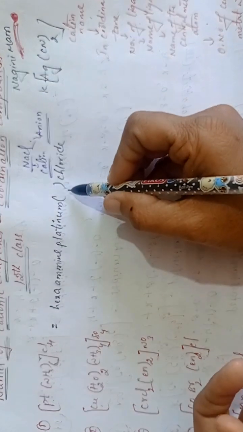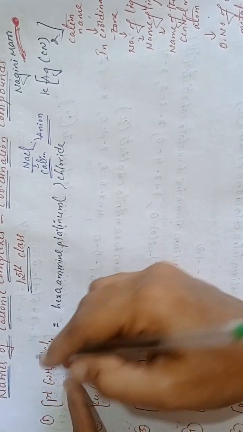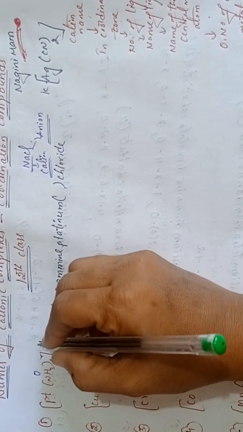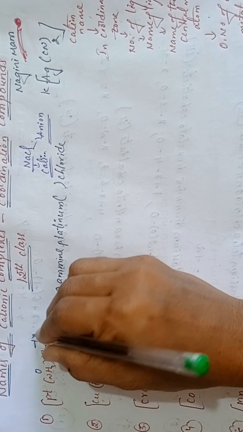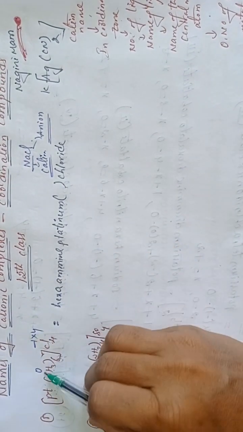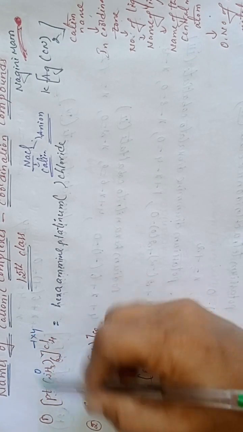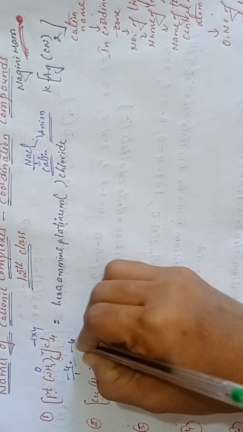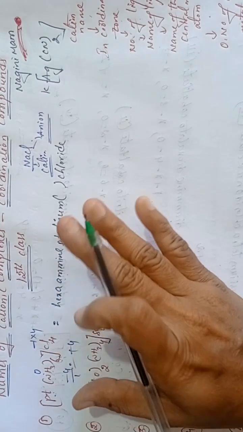Now we have to find the oxidation number of the platinum. How to find it, students? NH3 is a neutral ligand, so 0. Chlorine is a negative ligand, oxidation number is -1. -1 into 4, -4. Here 0. Platinum only 1. So -4 by 1, what is the oxidation number, students? +4. Clear? +4.